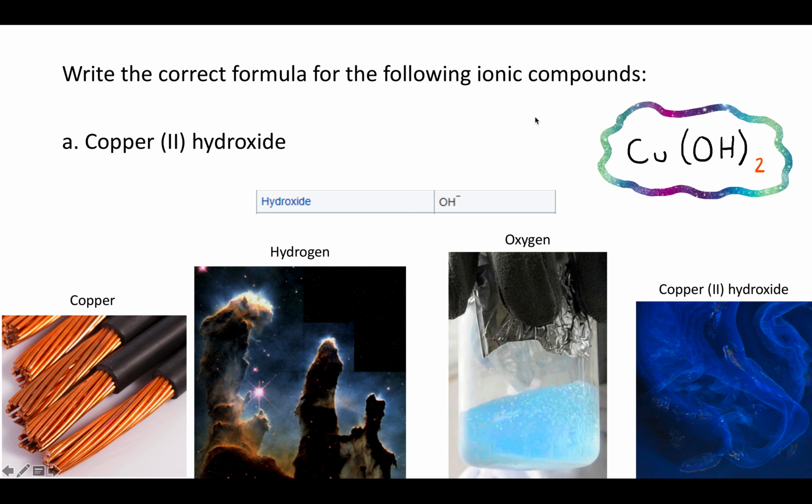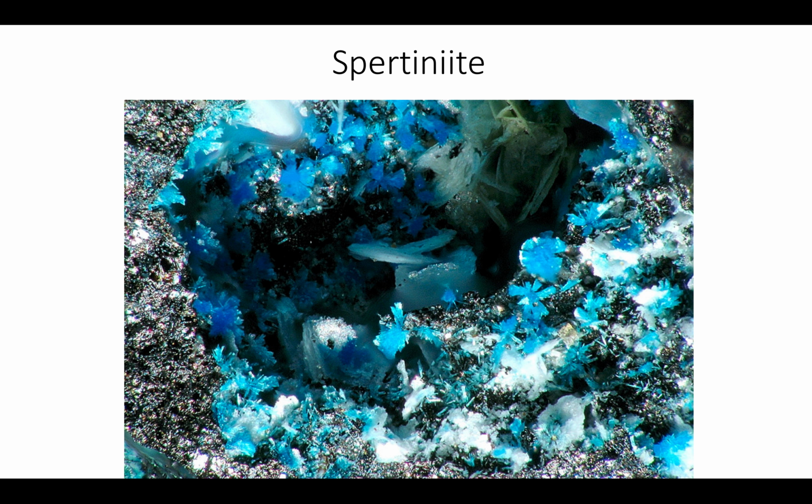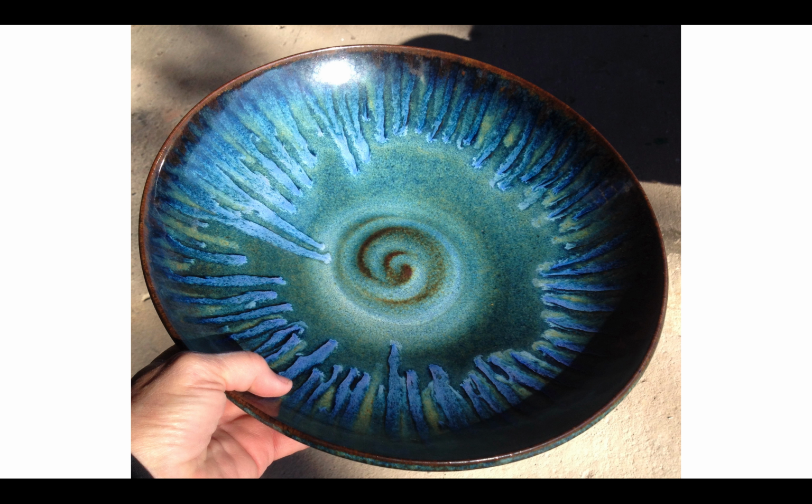So if you were to take hydrogen and combine it with oxygen to get hydroxide, and then combine it with copper, you would get copper 2 hydroxide. This occurs naturally as the mineral spertinite, and it's very beautiful, so it's used for glazes in ceramics.